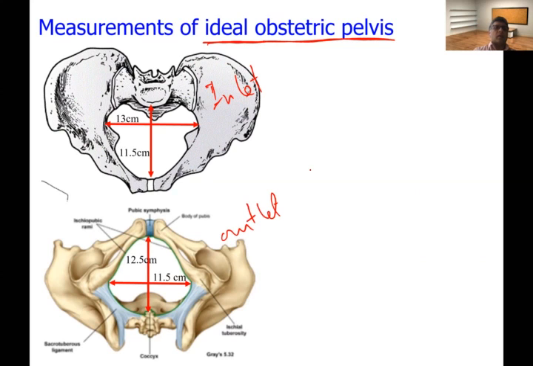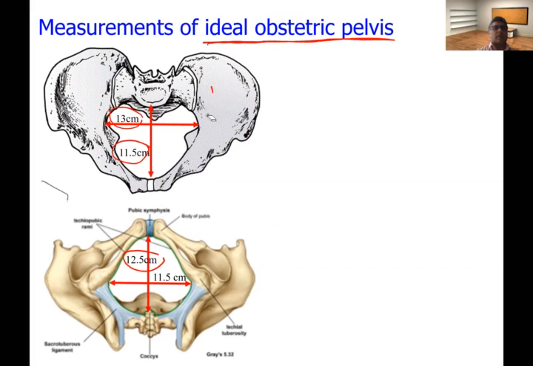inlet and outlet. At the inlet, the transverse diameter, you don't need to memorize these values, but if you compare the two, you can see at the inlet, the transverse diameter is more than the anteroposterior diameter. That's the take-home message. And at the outlet, the anteroposterior diameter is more than the transverse diameter. So at the inlet, the transverse diameter is more. At the outlet, the anteroposterior diameter is more than the transverse diameter. So that is the point I wanted to raise here.